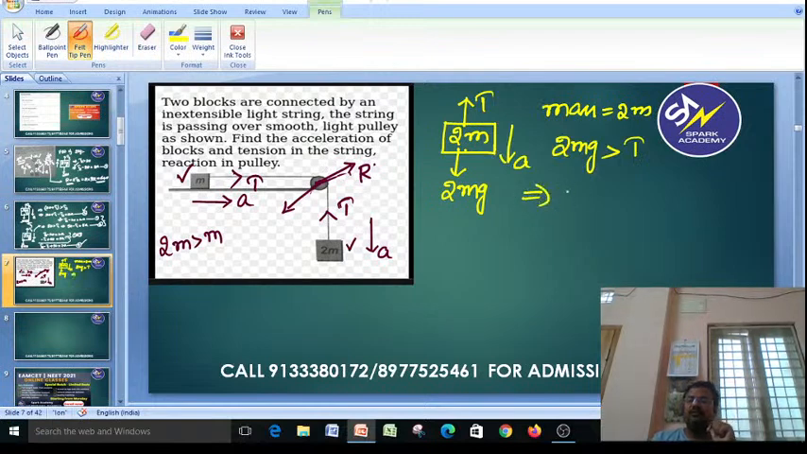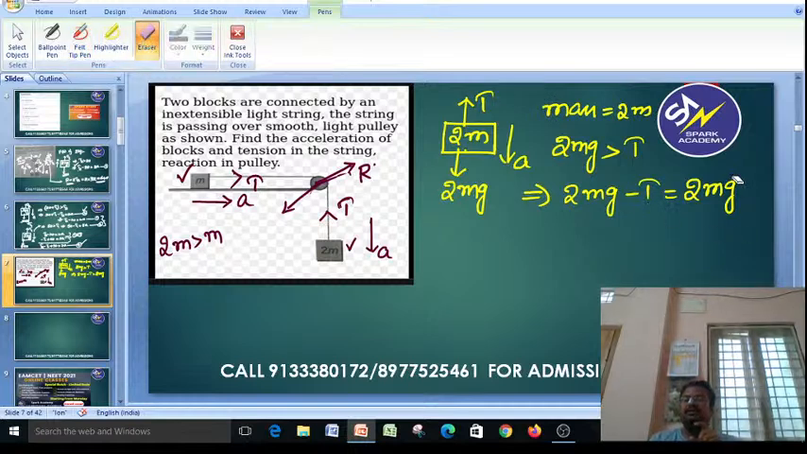Then 2mg minus tension T will give the net force acting on the 2m block. So this is equal to mass into acceleration, that is 2m into a. This is the first equation for the block of 2m.